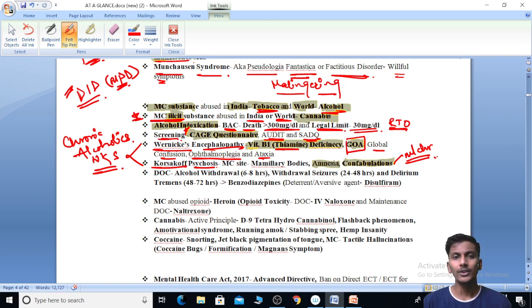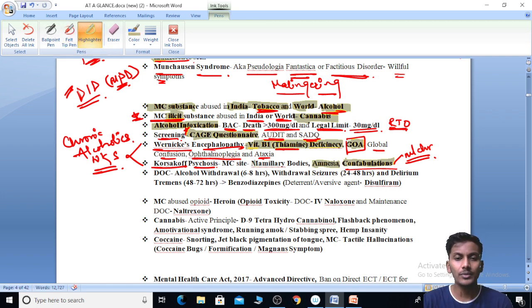As we all know, during alcohol intoxication, the patient experiences anterograde amnesia usually. Right? Anterograde. Matlab, peene ke baad se usko kuch yaad nahi rehta. That is anterograde amnesia. So, just to fill up the memory gaps while he is telling some story, the patient tries to make false stories. That phenomenon is known as confabulation, which is seen in Korsakoff's psychosis.